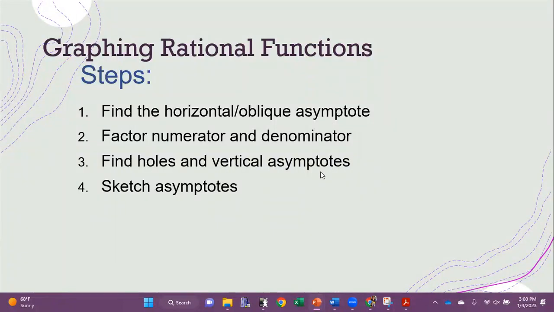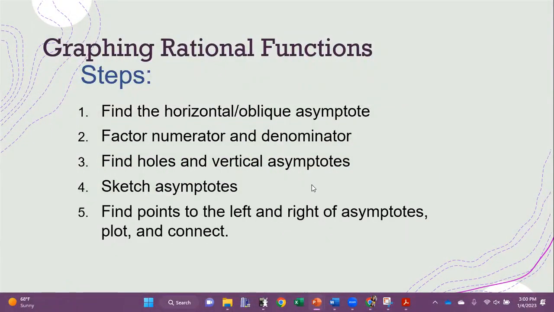Step 4 is to sketch your asymptotes. You're going to sketch out your vertical and horizontal asymptotes or slant asymptote. Step 5 is to find points to the left and right of the asymptote, plot, and connect. For the points, it is user's choice. What points you choose to plug in and evaluate are 100% up to you. I just strongly suggest using small numbers.